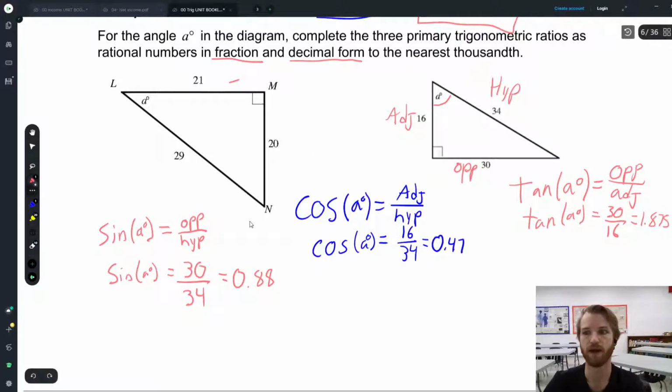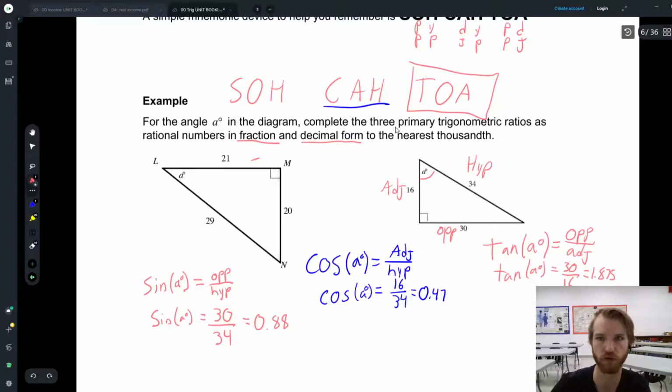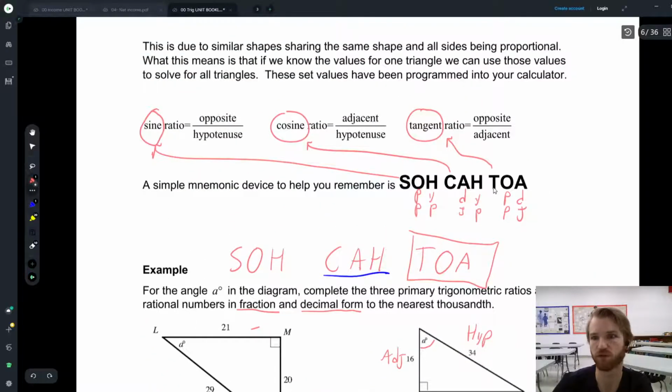Okay, and so that is how we set up our three trig ratios, sine, cos, and tangent, using opposite, adjacent, and hypotenuse for our sides, and our SOHCAHTOA here. Remember that SOHCAHTOA is on your formula sheet. These three ratios are on your formula sheet. Have these out so that you don't start getting confused.